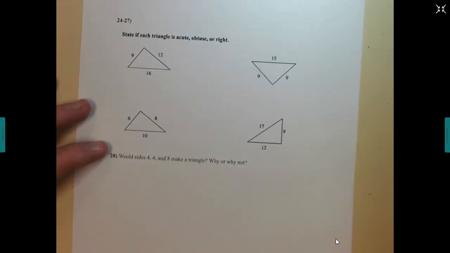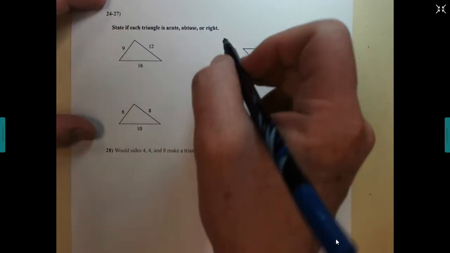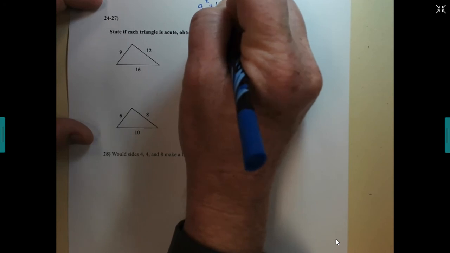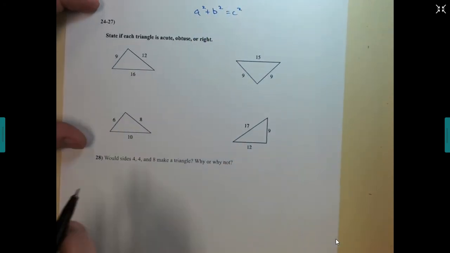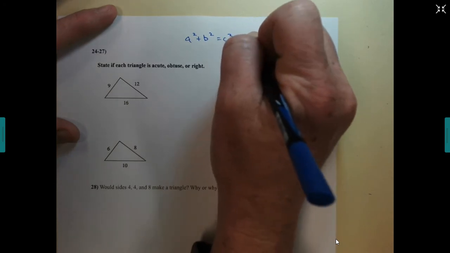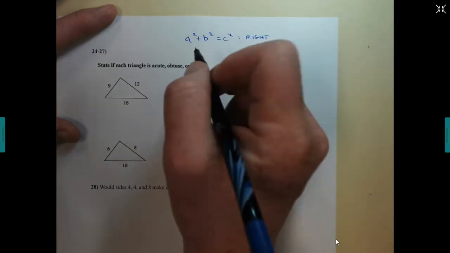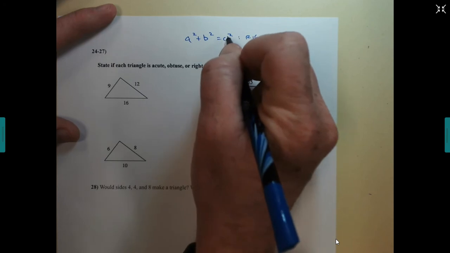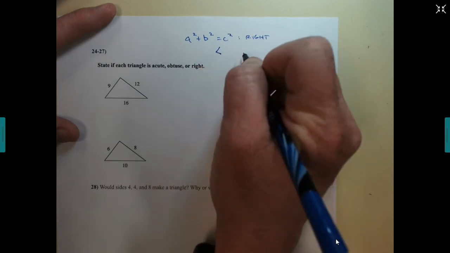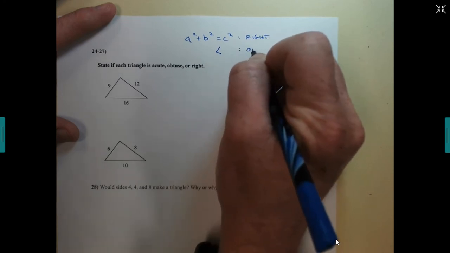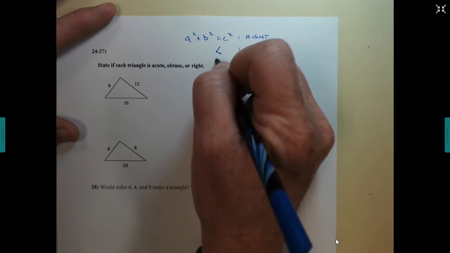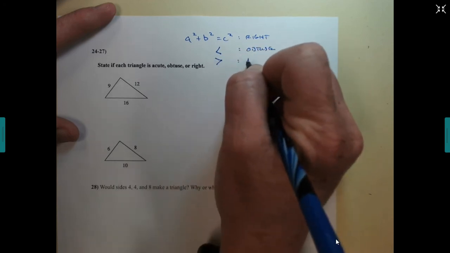All right. State if the triangle is acute, obtuse, or right. Remember, this is going to come down to the Pythagorean theorem. If a squared plus b squared equals c squared, that is by definition a right triangle. If c squared ends up being bigger, then it's going to be an obtuse triangle. If c squared ends up being smaller than a squared plus b squared, then it's acute.